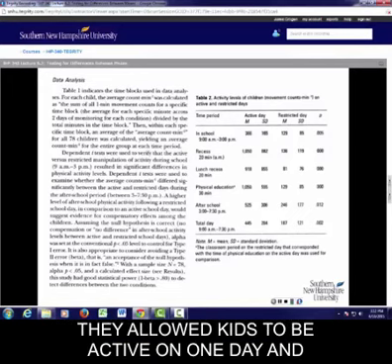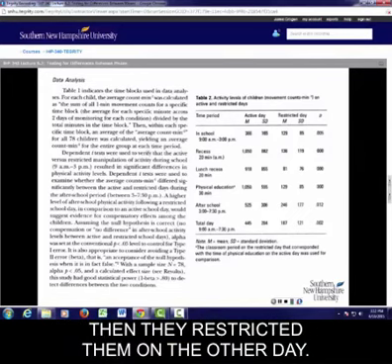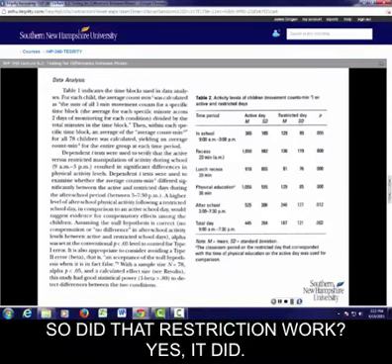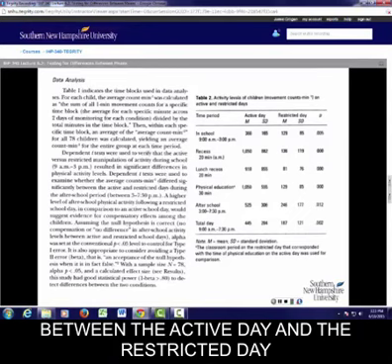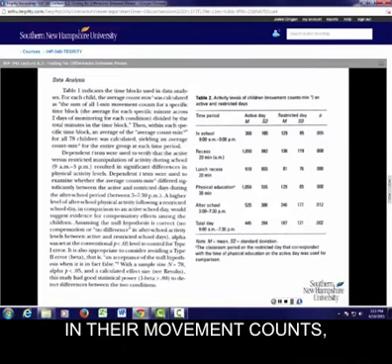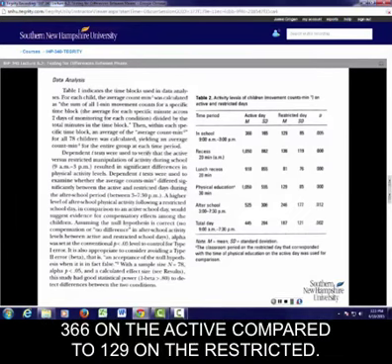Well, this kind of verifies the fact that, yes, they did manipulate activity. They allowed kids to be active on one day and then they restricted them on the other day. So did that restriction work? Yes, it did. There is a statistically significant difference between the active day and the restricted day in their movement counts. 366 on the active compared to 129 on the restricted.